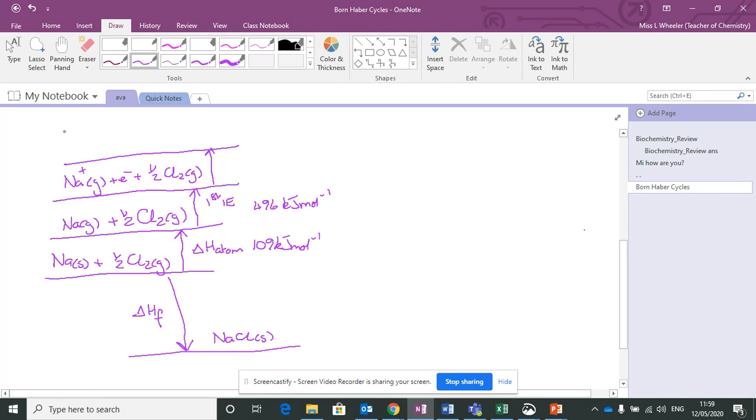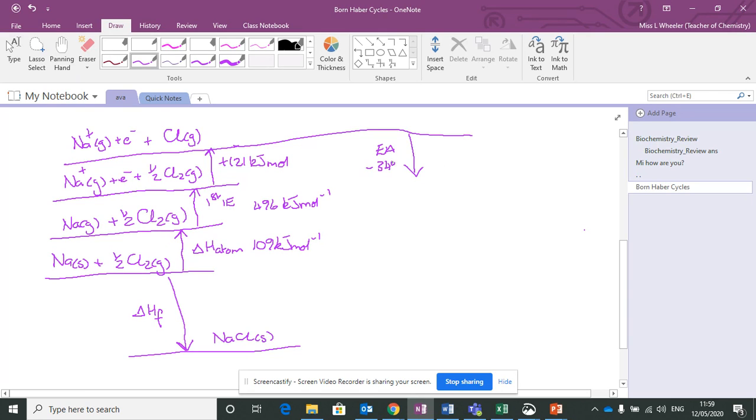Now I need to go and look at my chlorine. So I've got my sodium ions, but they need to react with chloride ions. So the first step is to go from chlorine molecules to chlorine atoms. So I'm going to go from a mole of chlorine gas, and this is my enthalpy of atomization of chlorine. Now, since I'm breaking half a mole of chlorine, this is half my bond enthalpy, so this is going to be 121 kilojoules per mole. Now that I've got my chlorine atoms, I need to turn them into chloride ions, and so this is my electron affinity for chlorine, and this has a value of minus 349.